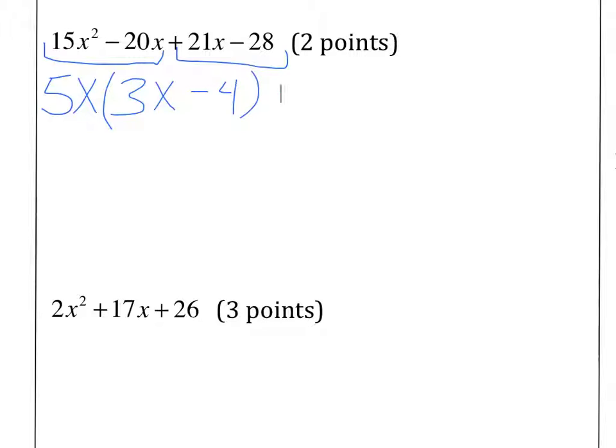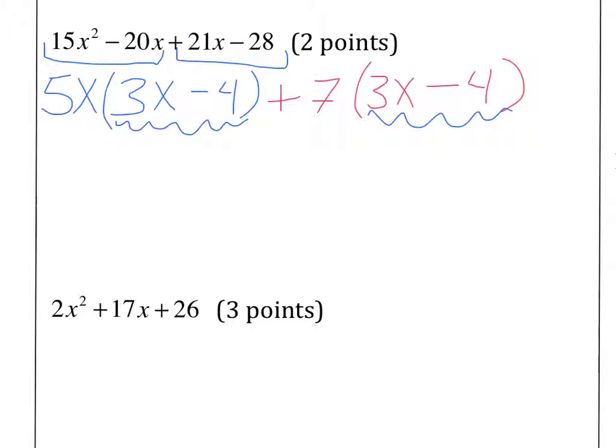My second two terms, I've got 21x and negative 28. That means I've got a 7 in common. If I pull a 7 out of 21x, I get 3x. Pull a 7 out of negative 28, I get minus 4. Hey, that works out kind of nicely, because now I've got a 3x minus 4 in both parts. I'm going to put a 3x minus 4 out in front, in parentheses, and then I've got a 5x plus 7.